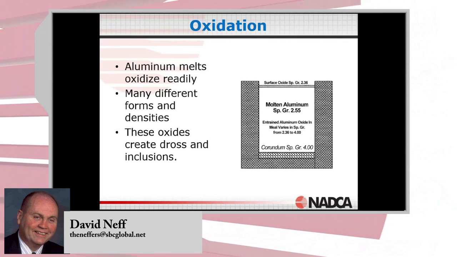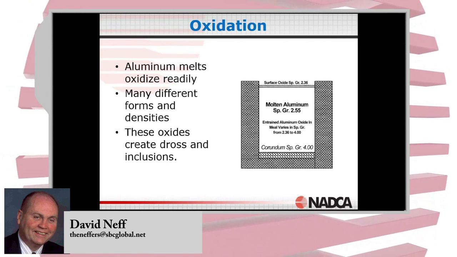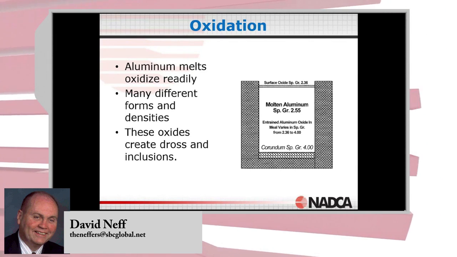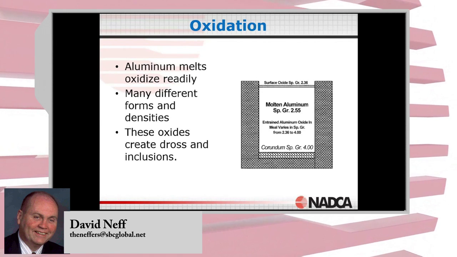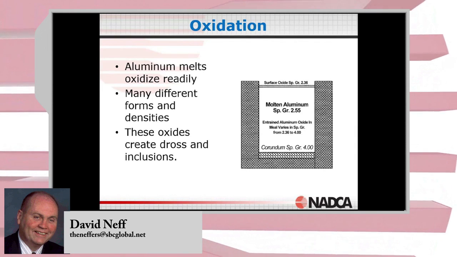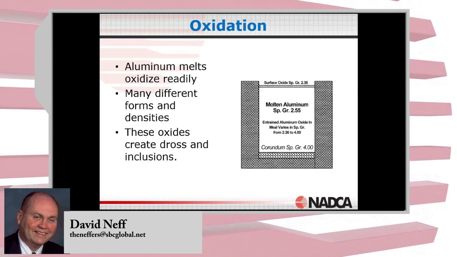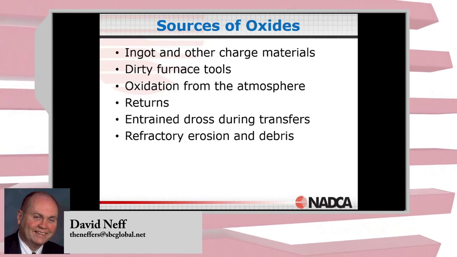Many oxides can exist because of surface tension effects at a bulk density that's very similar to that of the molten aluminum itself. Therefore, they'll be in suspension, and the only way to get rid of them is through a forced flotation, such as with degassing, or filtration. We'll cover that when we talk about metal treatment next week.